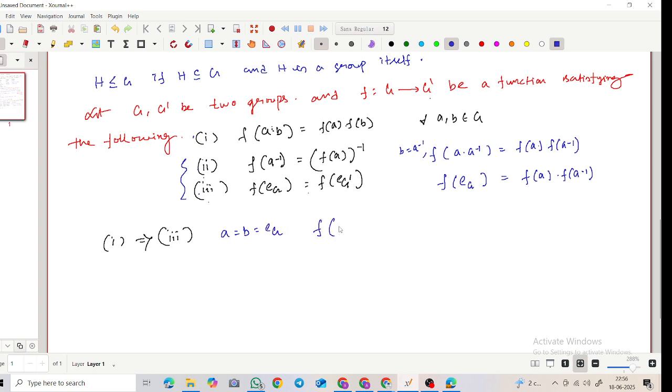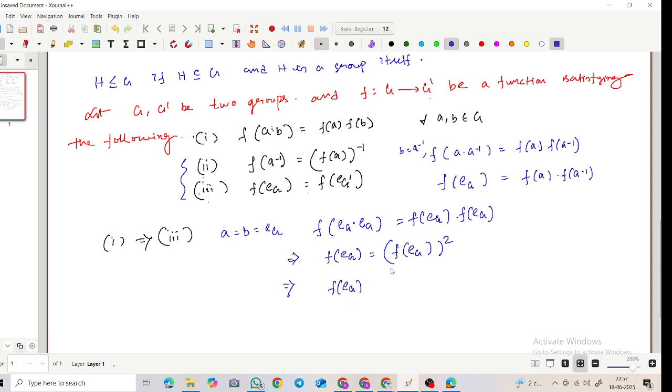Okay, so now you have f of EG into EG is equal to f of EG into f of EG, right? But EG square is EG, right? So f of EG is equal to what? f of EG whole square. Then what? Now you can multiply this with f of EG whole inverse, right?